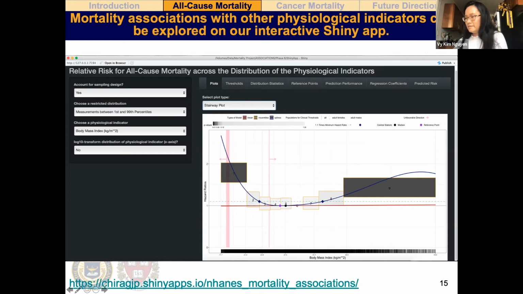And so we deployed this, and here I only had time to show a few, but we developed an app to look across all the different physiological indicators. Here's a link, you can click on the link and explore that. It's an interactive app right here.